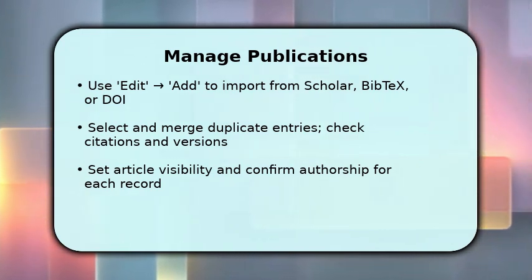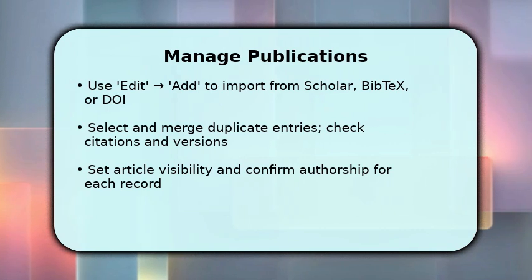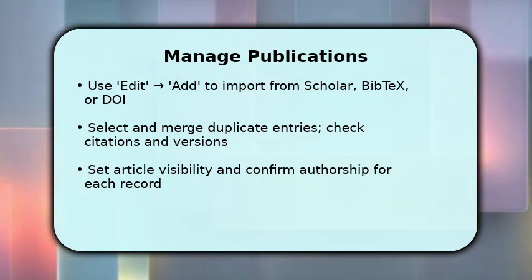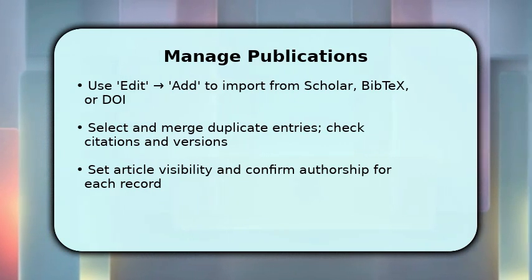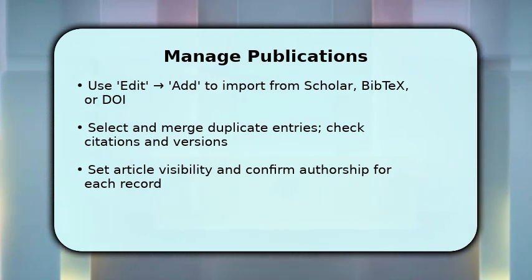Adjust authorship and publication years where needed, and set visibility per item so public profiles show only what you want. Doing this carefully keeps citation metrics accurate.